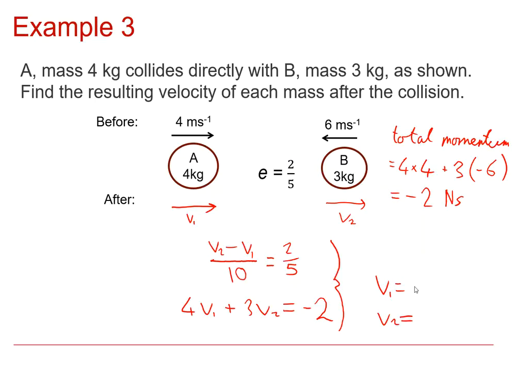So by doing that, and I'll trust that you have enough experience of algebra to check this for yourself if you want to, V1 is minus 2 meters per second. So that means it's travelling 2 meters per second to the left. So this object has actually changed direction. And V2 turns out to be 2 meters per second. So that is travelling to the right, as we'd probably expect.